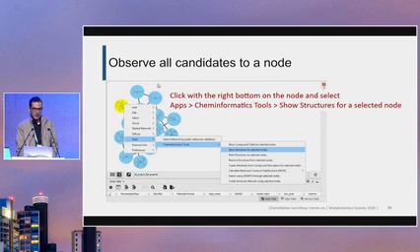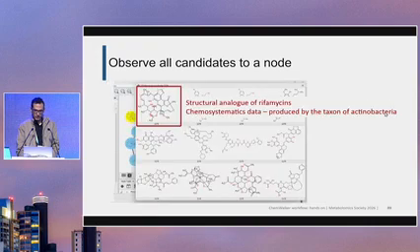And it's important here, you can observe all candidates to a node. Click on the right button on the node and select Apps again, Cheminformatics Tool, and show structures for a selected node. You will visualize many structures predicted to only one node.